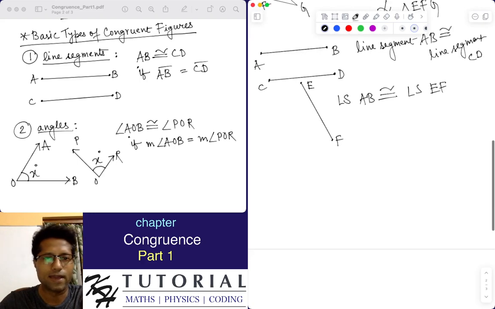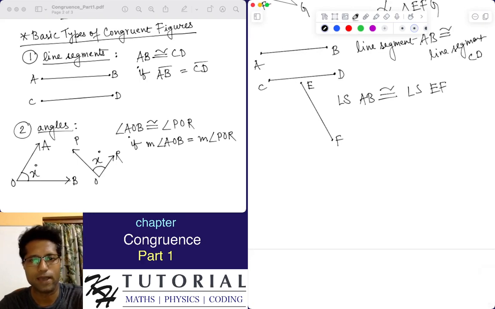Okay. Now angles. Two angles are congruent if they measure same. Now you can see in the notes there are two angles, angle AOB formed by the rays OA and OB and another angle POR formed by the rays OP and OR, and they measure same, that is x degree. So we will have angle AOB congruent to angle POR, because their measures are same.